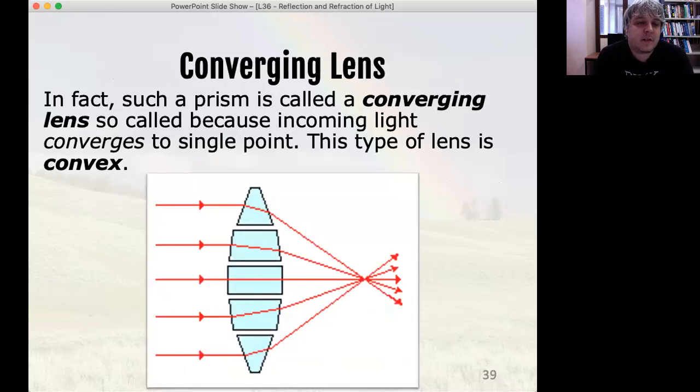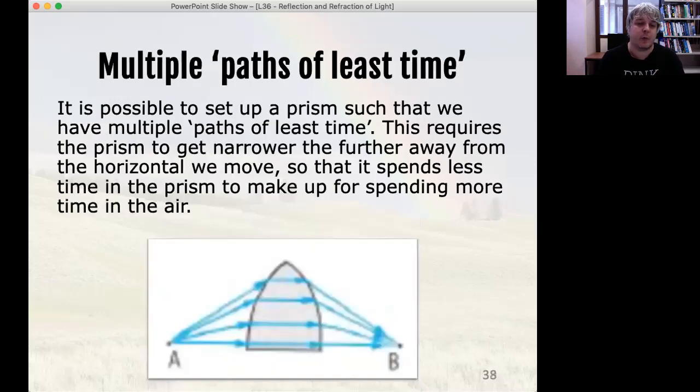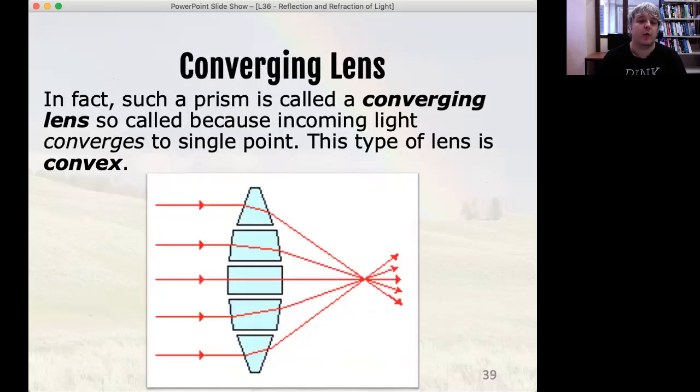This kind of lens is called a converging lens. Converging because incoming light is all bent to meet at a single point. And you might do it like I just showed you, where it starts at a point, bends and comes back to a point, or you might do it so that parallel light, like the sunlight, remember sunlight is coming in parallel, all meets at one specific point, right? And that's a converging lens. This type of lens is convex. That's just the name of the shape.